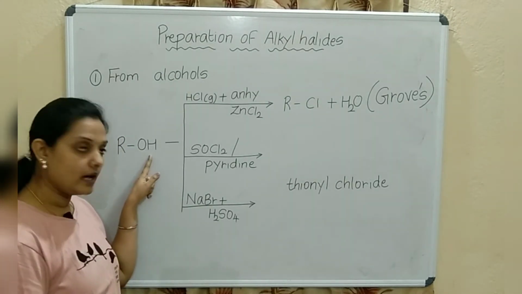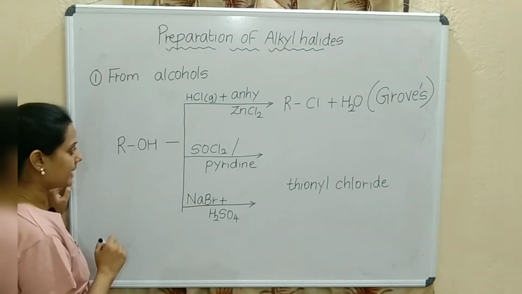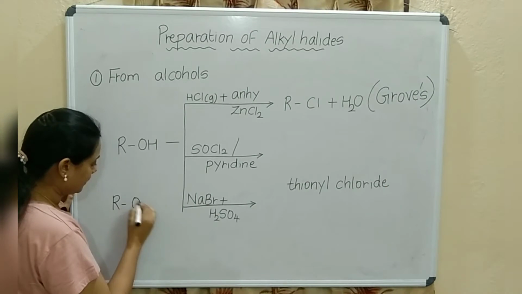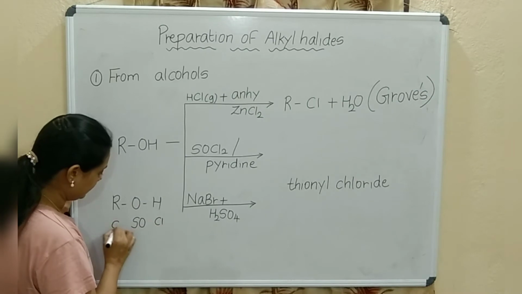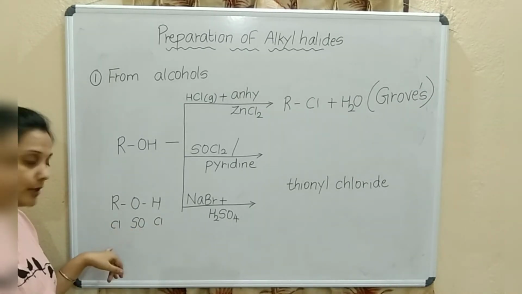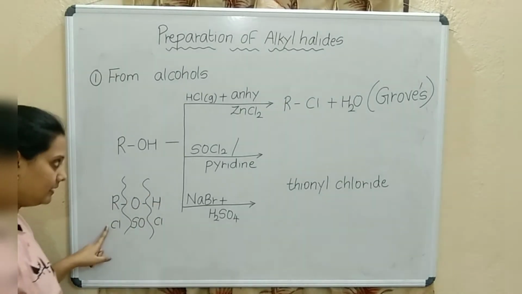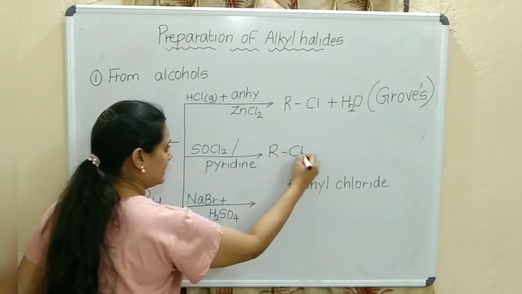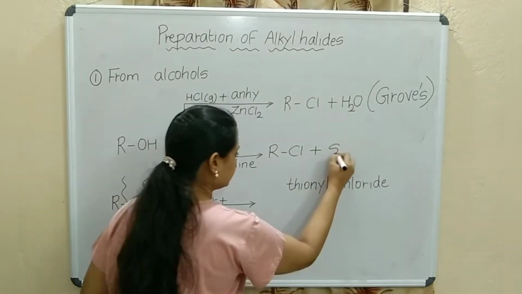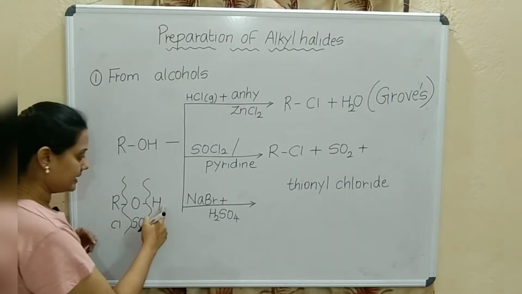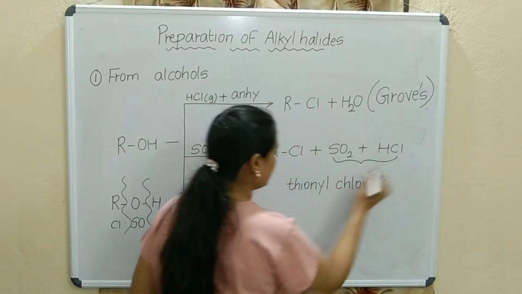So ROH, alcohol, is treated with SOCl2. So how is the bond breaking here? ROH, correct? SOCl2, two chlorines, right? Now break the bond. What are you getting? RCl plus the second product, SO2 gas. Third product, HCl, correct. So the main product is RCl.